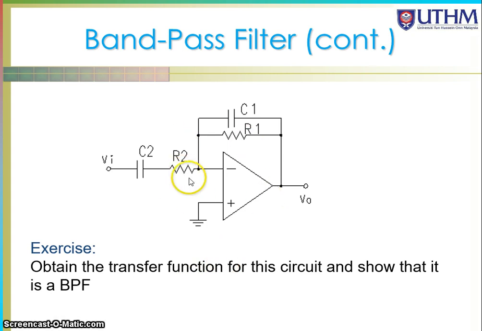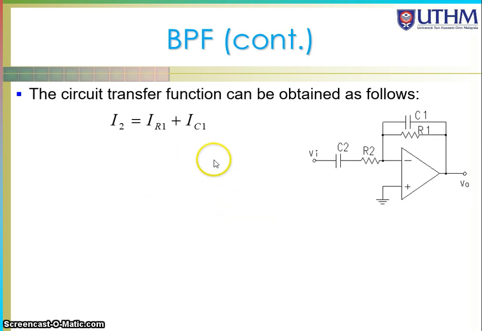Okay, how to get the transfer function for this particular circuit? The transfer function is the equation that describes the behavior of the circuit. Does it really represent a band pass filter? How to get that? We start with Kirchhoff's current law. The current over here is my current I2, and I2 is going to this node. The current to the inverting terminal is zero, so you just neglect this.